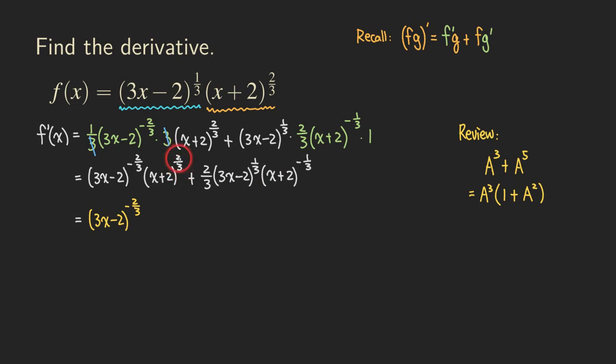Which one is smaller, the 2/3 or the negative 1 over 3? The negative 1 over 3 is smaller. So we are going to factor this, which will give me another factor, and that's x plus 2 raised to the negative 1 over 3.